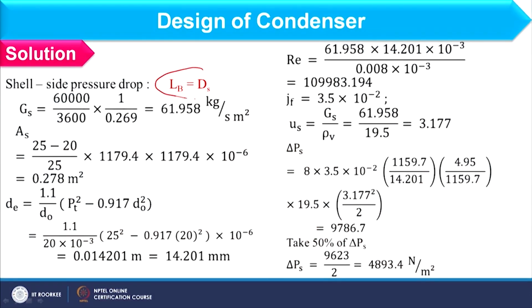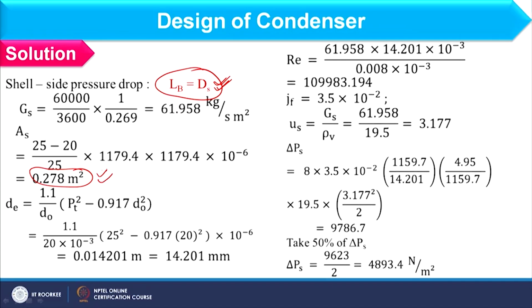So, to find out shell side pressure drop you have to fix the baffle spacing, and that should be equal to shell diameter, which is the specific change in construction of condenser, and considering the vapor flow rate you can find out AS value, because here you should consider Kern's method to find out pressure drop in shell side, right. So, AS value you can obtain like this. Next we have to find out equivalent diameter, which is coming out as 14.2 mm, and after that we can find out Reynolds number, and based on Reynolds number you can find out JH value.